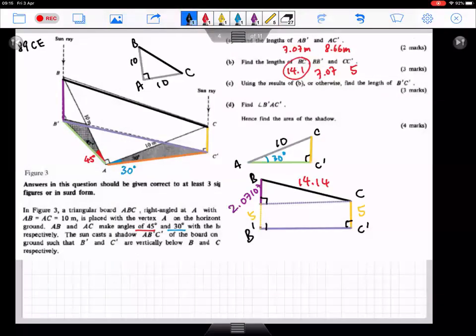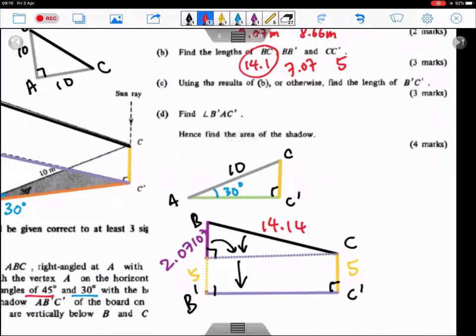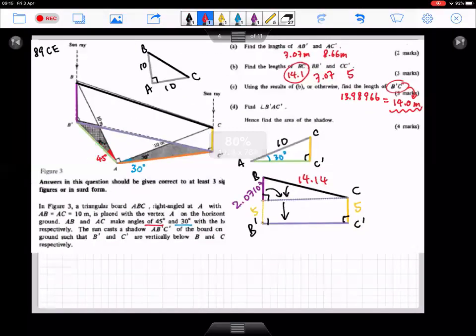So you can use Pythagoras theorem to get this B prime, C prime. So the flow is like that. At the end, I'll leave the calculation to you. I'll only brief you the procedure. So to this end, the answer to B prime, C prime is 13.98966. Rounded to 3 significant figures, it goes to 14.0. That is the answer for B prime, C prime.